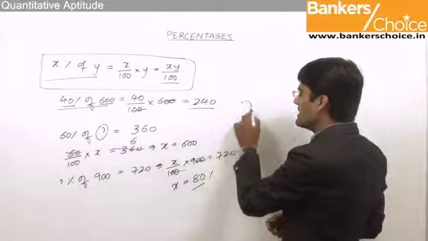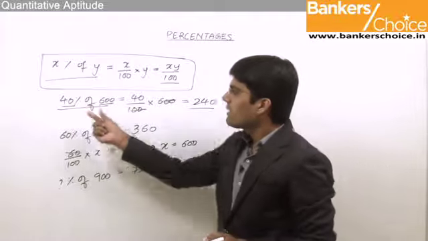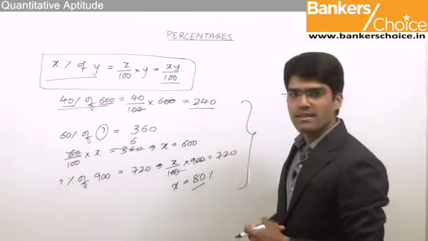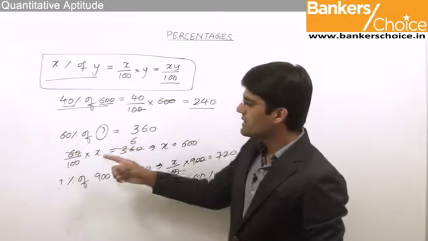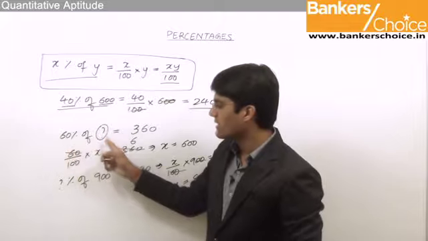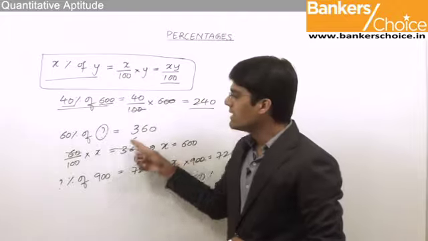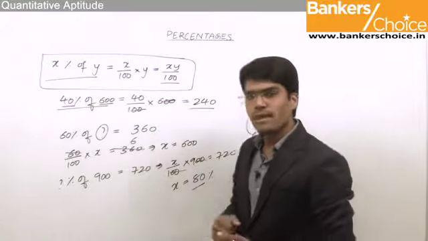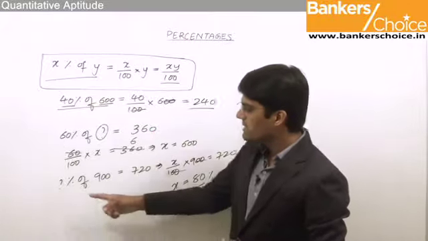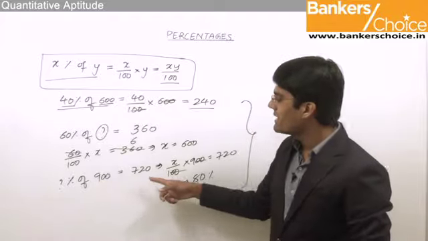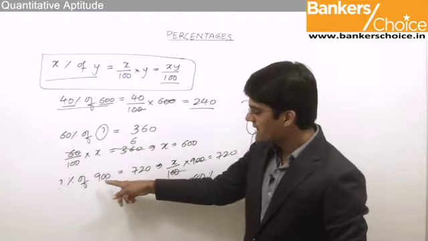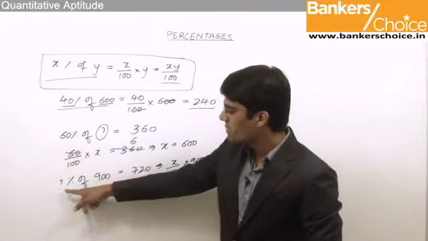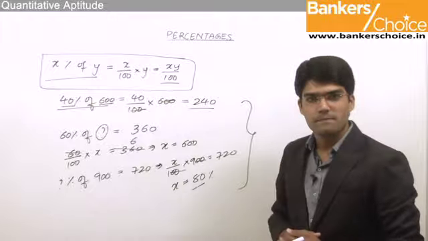So as you can see from these three calculations, the first one was 40% of 600 is equal to what? So we were able to find out the answer, that is 240. In the second calculation, we find that 60% of what is equal to 360. So here the percentage value and the absolute value were given, and we have found the maximum value. And in the last calculation here, what percent of 900 is equal to 720? So in this case, the maximum value and the actual value were given, and we are able to find out the percentage value as 80%.